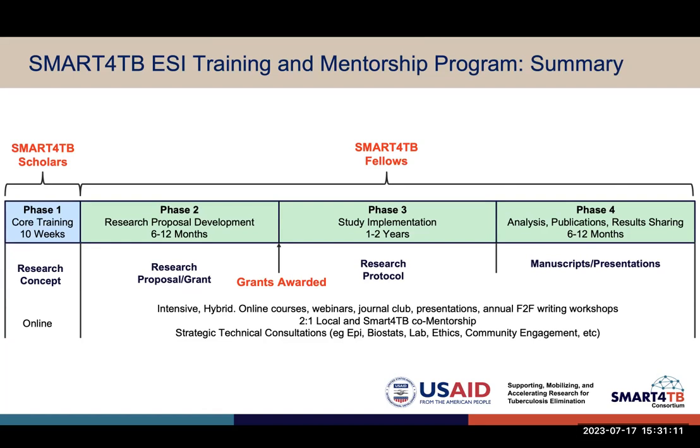And you can see that for those phases 2 through 4, it's an intensive program with 2-to-1 mentorship. You'll have a local and a Smart for TB co-mentor for that entire program. It's going to use hybrid methodologies. That's going to include online courses, webinars, journal clubs, presentations, as well as annual face-to-face writing workshops.